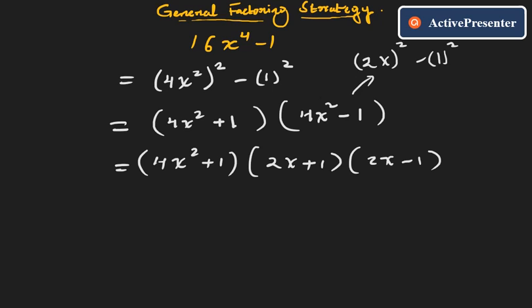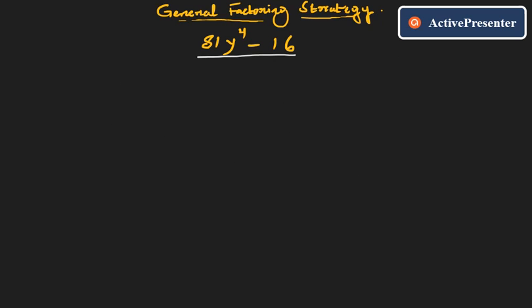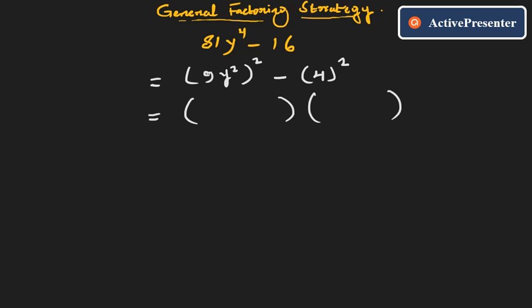Okay, another question. We have now 81y to the power 4 minus 16. This binomial can be written as 3y squared, or in other words, 9y squared all squared minus 4 squared, right? Because we don't have a greatest common factor, we jump immediately to factoring the binomial. This is the difference of two perfect squares, therefore it is the sum multiplied by the difference: 9y squared plus 4 multiplied by 9y squared minus 4.